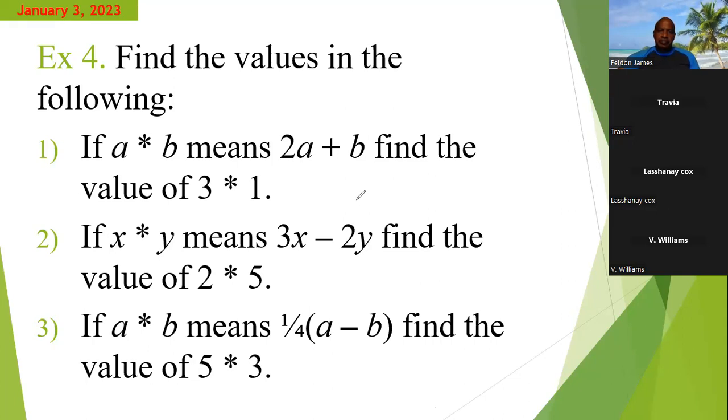Okay, I have 3 star 1 is equal to 2 times 3 plus 1, and 2 times 3, 6 plus 1 equal to 7. Okay, let me write what you say you have. So you have 3 star 1 is equal to 2 times 3, because A is equal to 3. So I have 2 times 3 there.